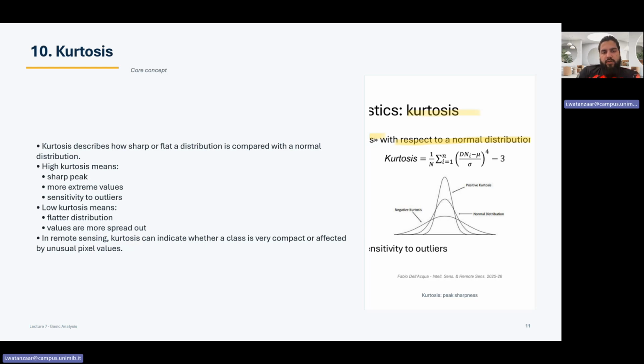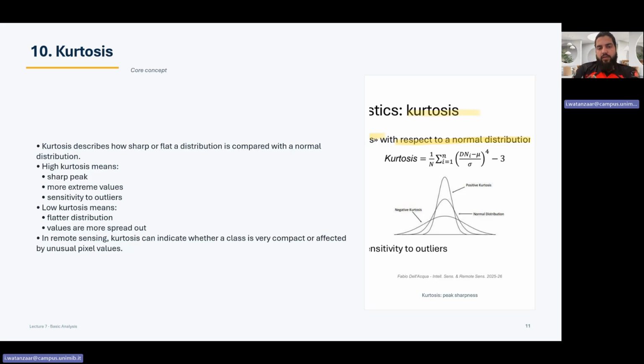High kurtosis means a sharp peak and more extreme values. So there are high values, which also cause the skewness, and it is really sensitive to outliers. What do we mean by low kurtosis? It means a flatter distribution. We have average pixel values, so it will be flatter, like the negative kurtosis, or you can assume a normal distribution. The values are more spread out.